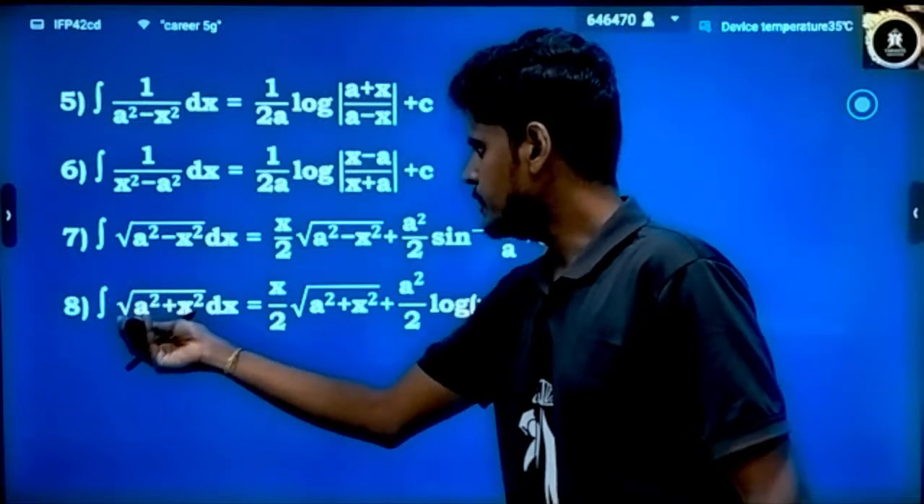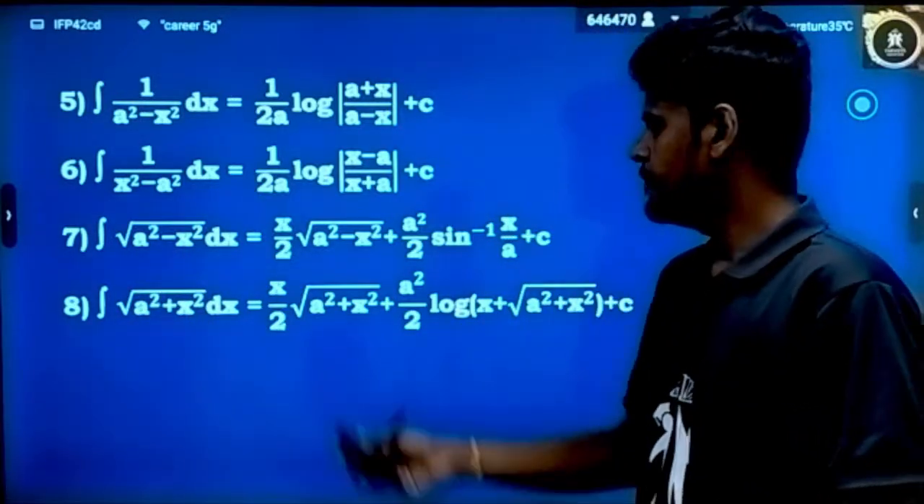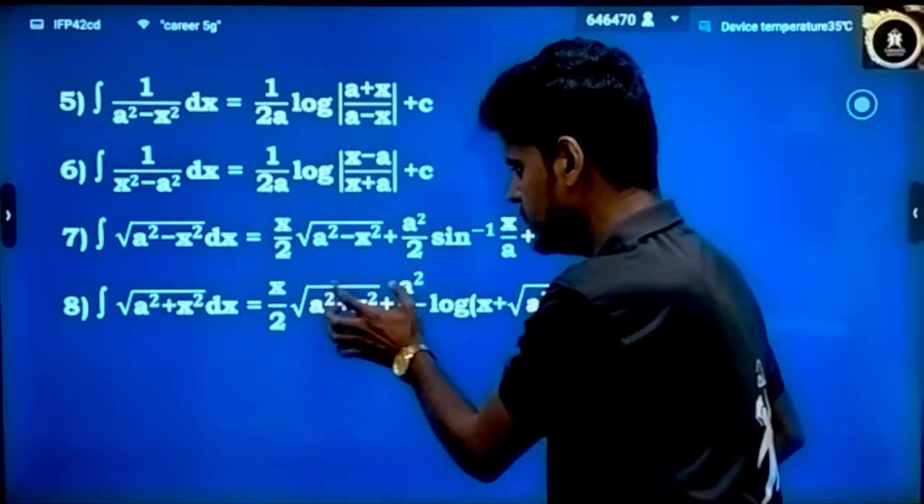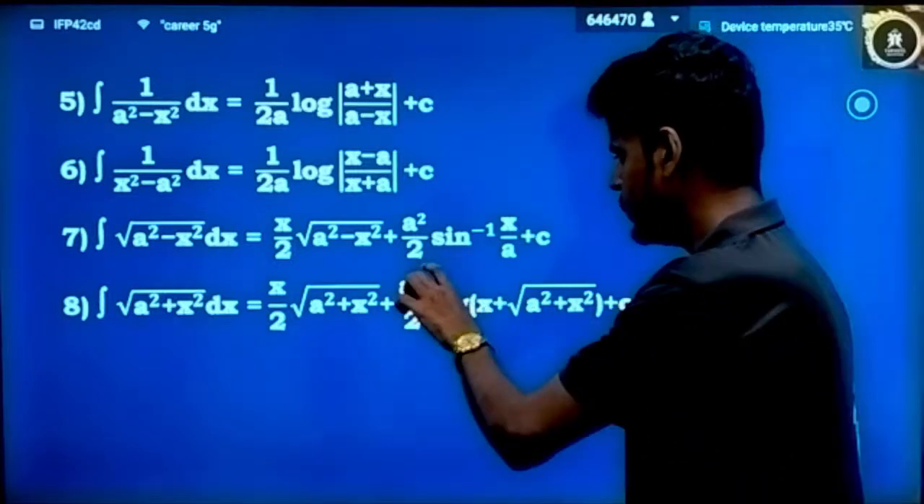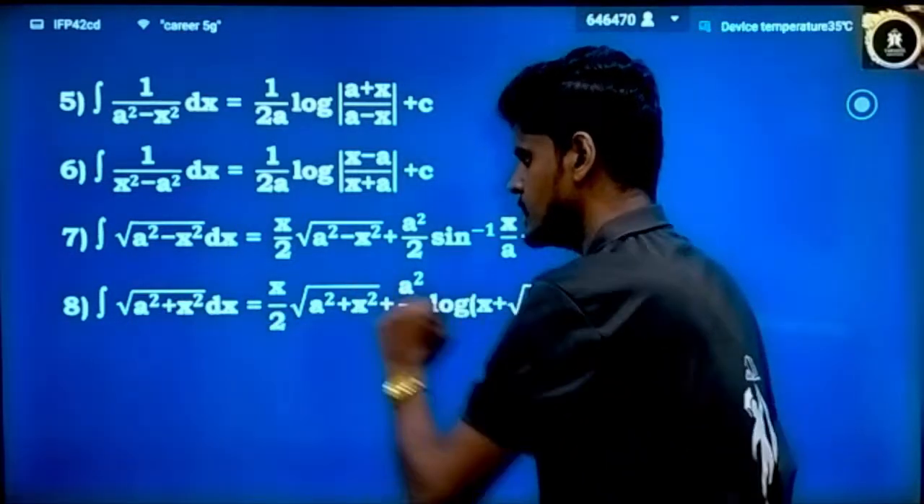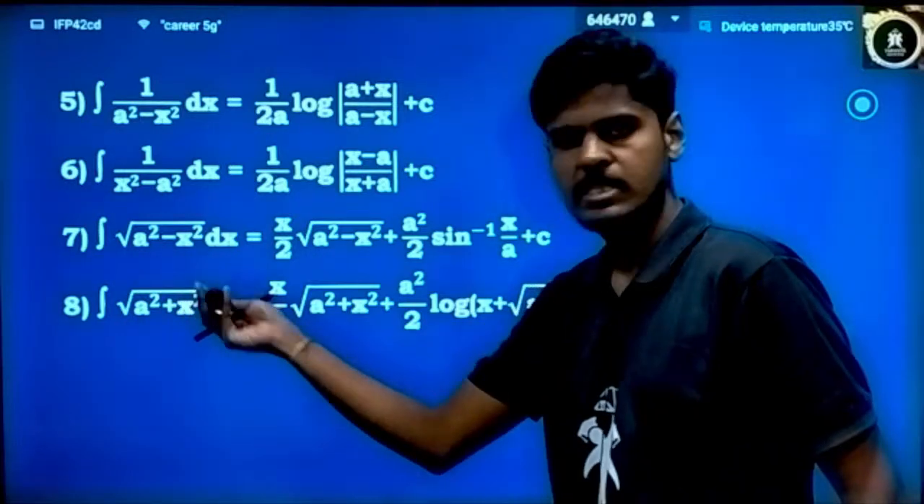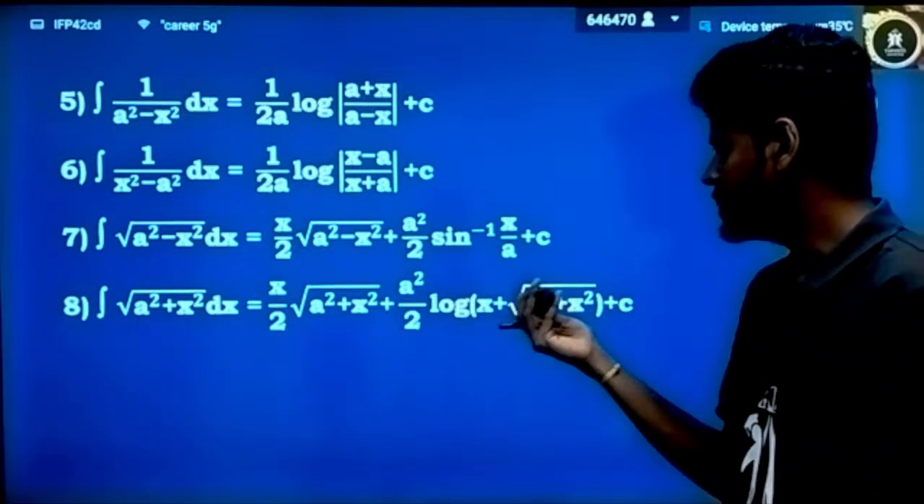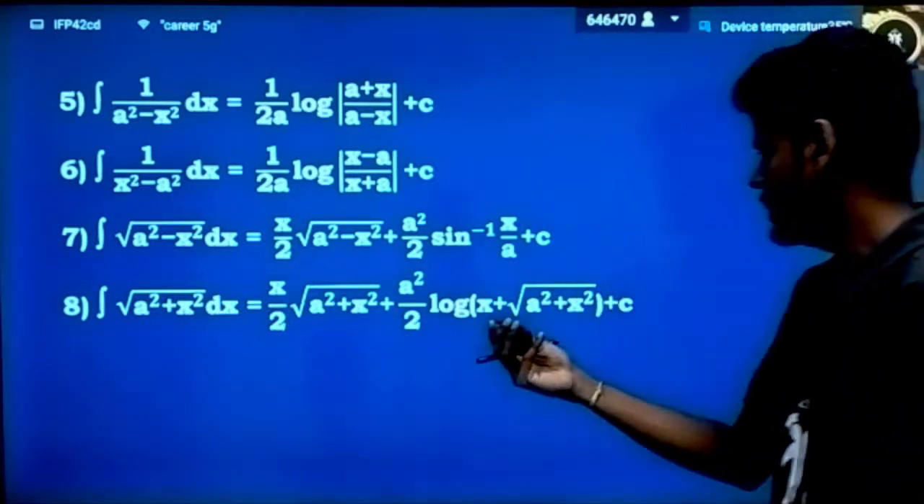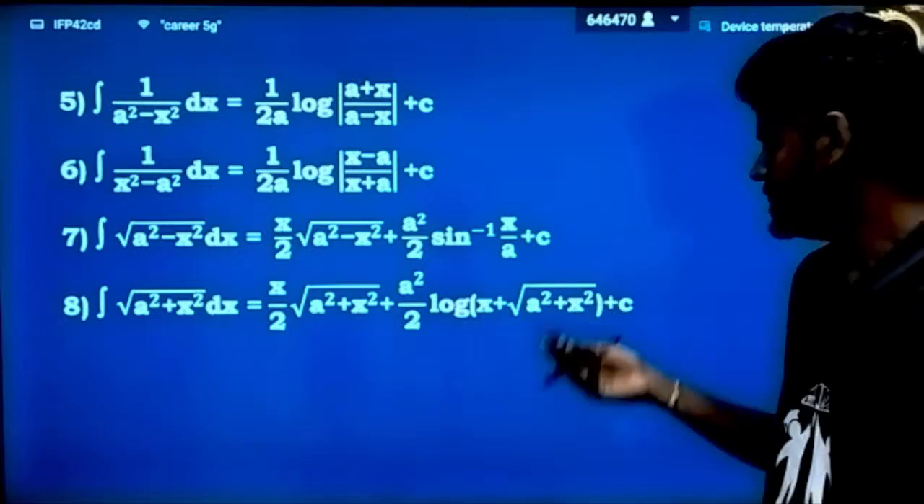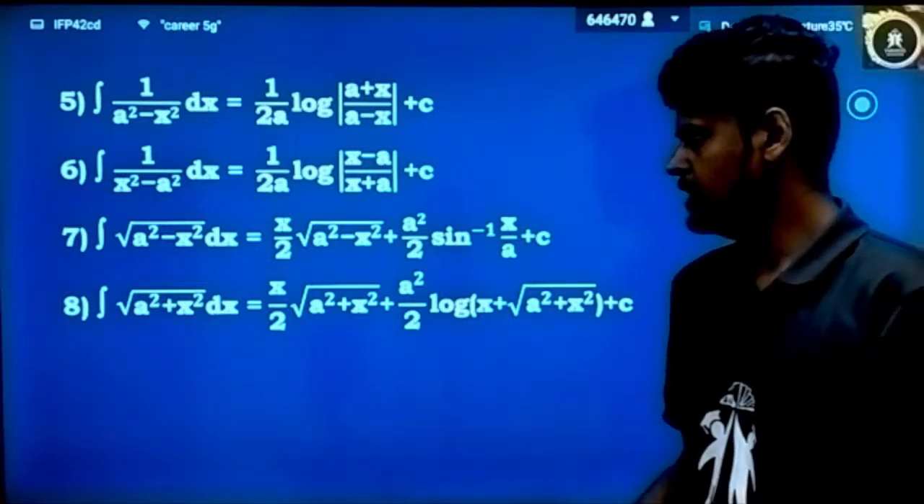So here square root of a square plus x square means x by 2 into, write this as it is, plus a square by 2 into whatever is there. If it is in the denominator, what is the formula? It will be 1 by that term. So the answer will be log of x plus root of this value. Log of x plus root of a square plus x square, plus c.